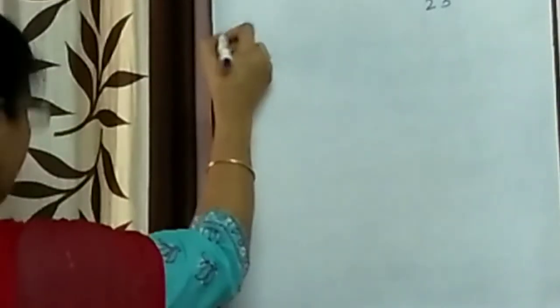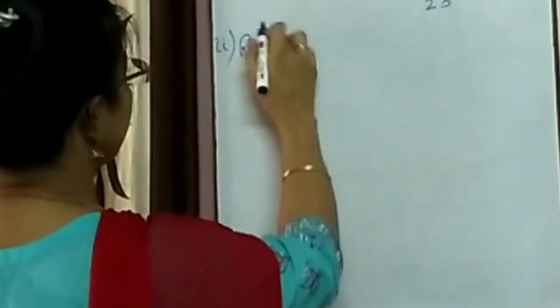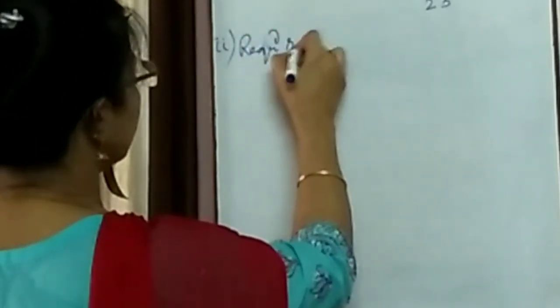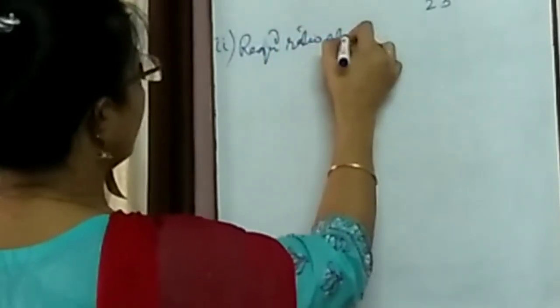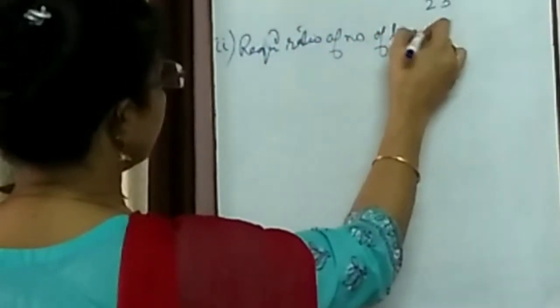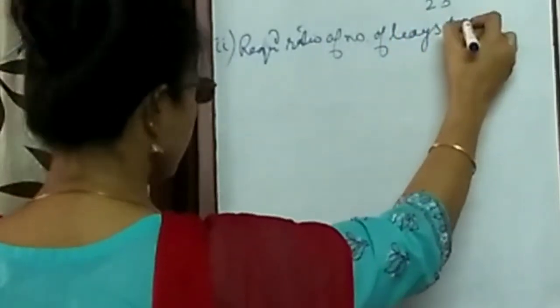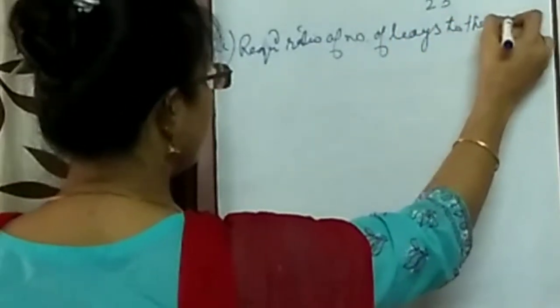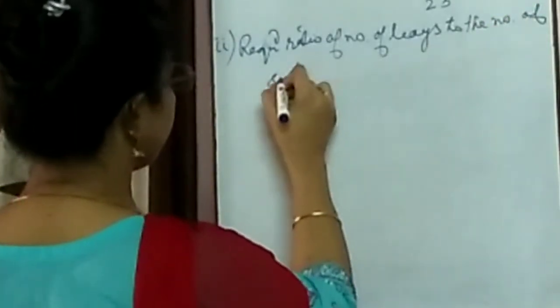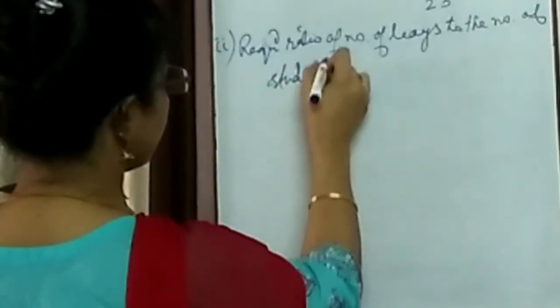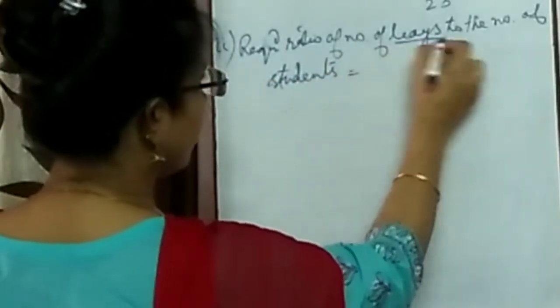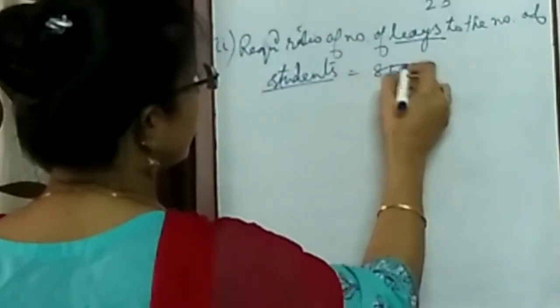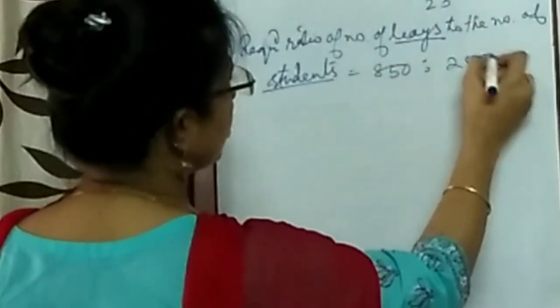Here is one answer. Second number, number of boys to the number of students. Required ratio of number of boys to number of students. Here number of boys and number of students. So, number of boys 850, number of students 2000.